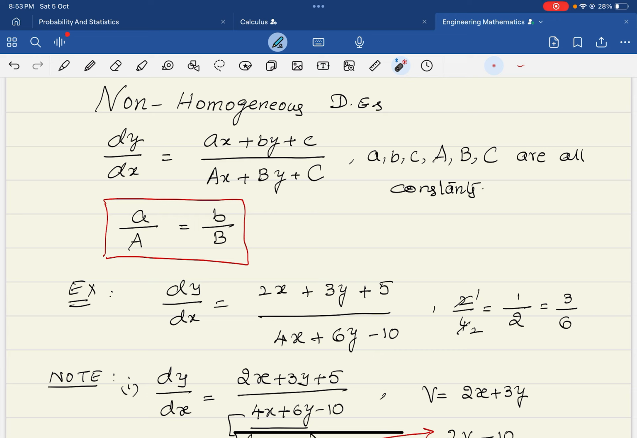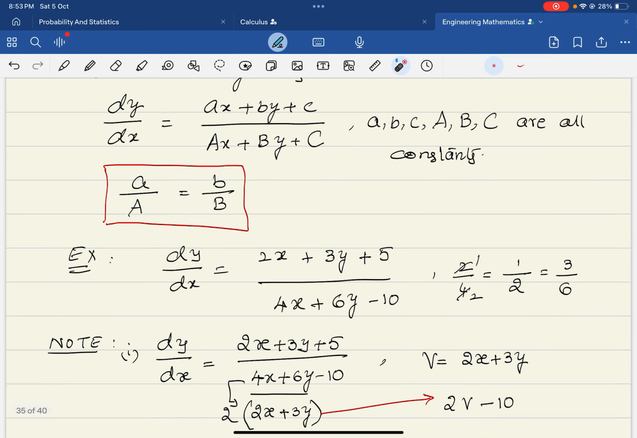So, the standard form is dy/dx = (ax + by + c)/(ax + by + c), where all these coefficients are constants. The foremost condition is that the x coefficient in the numerator over the x coefficient in the denominator must be equal to the y coefficient in the numerator over the y coefficient in the denominator, that is a/a = b/b. This is the first condition for moving towards the method of solving non-homogeneous differential equations.